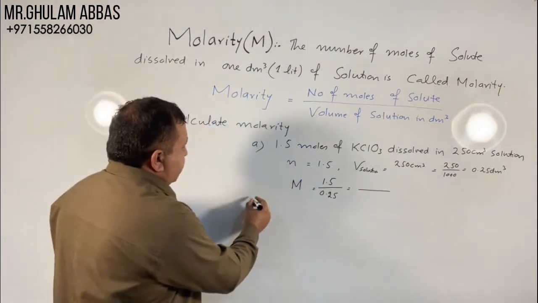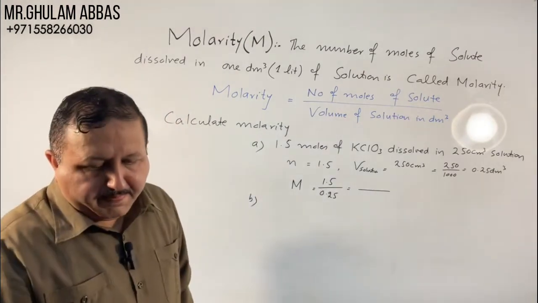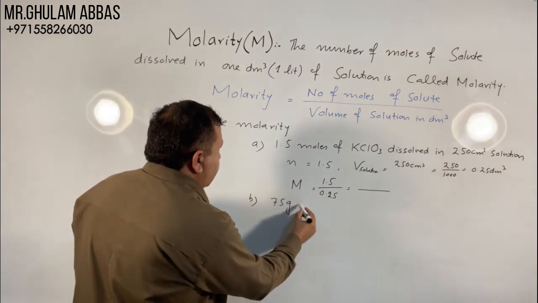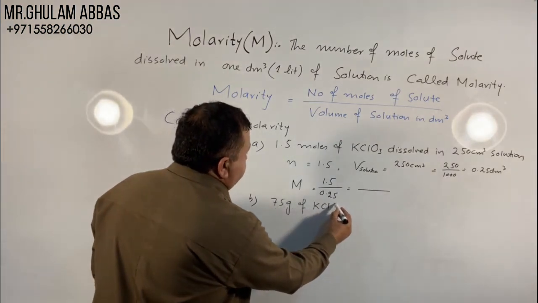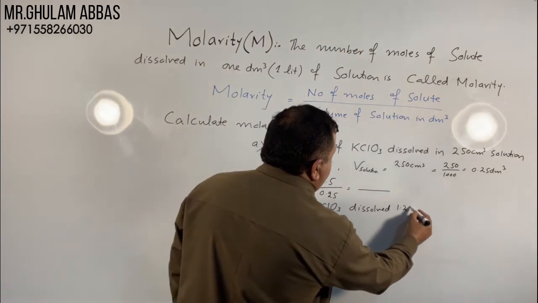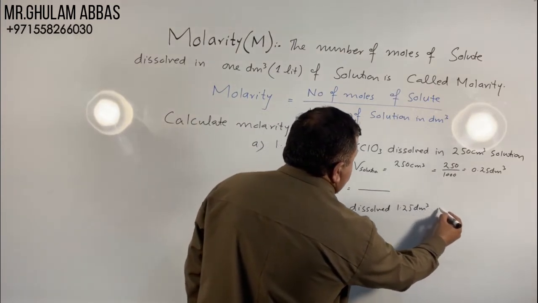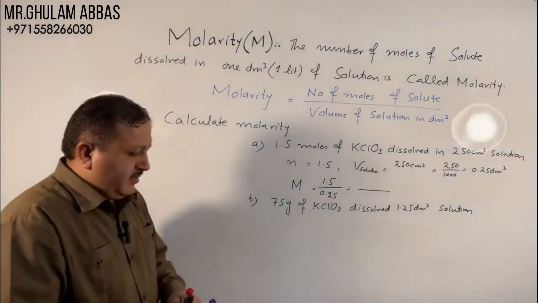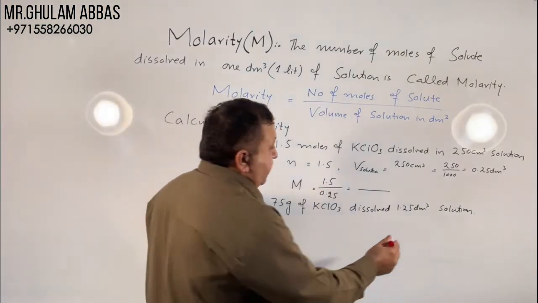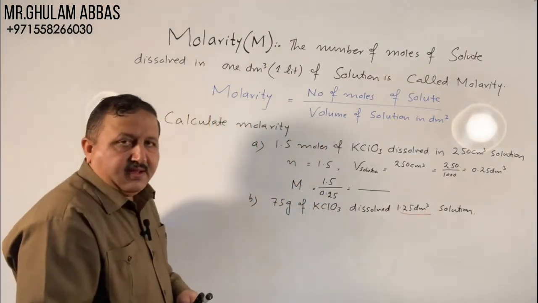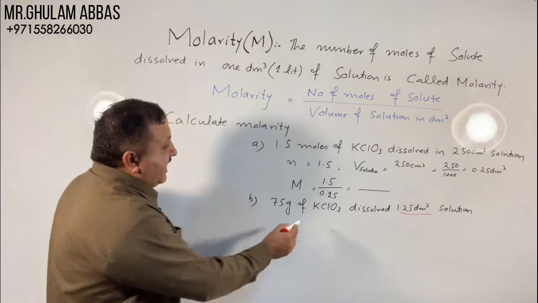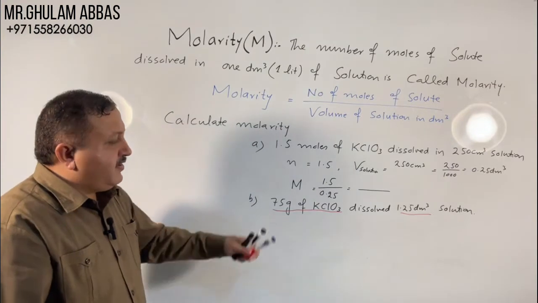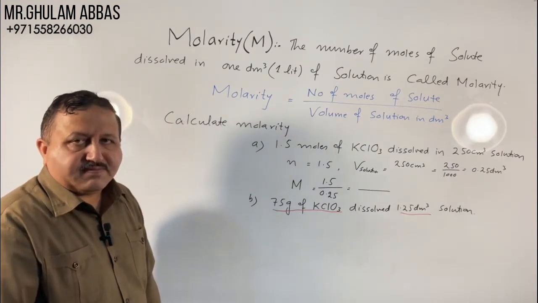In second question, B part: 75 gram of KClO3 in 1.25 dm cube solution. In this question, volume is given in dm cube, this is correct, but moles are not given. Mass of solute is given.